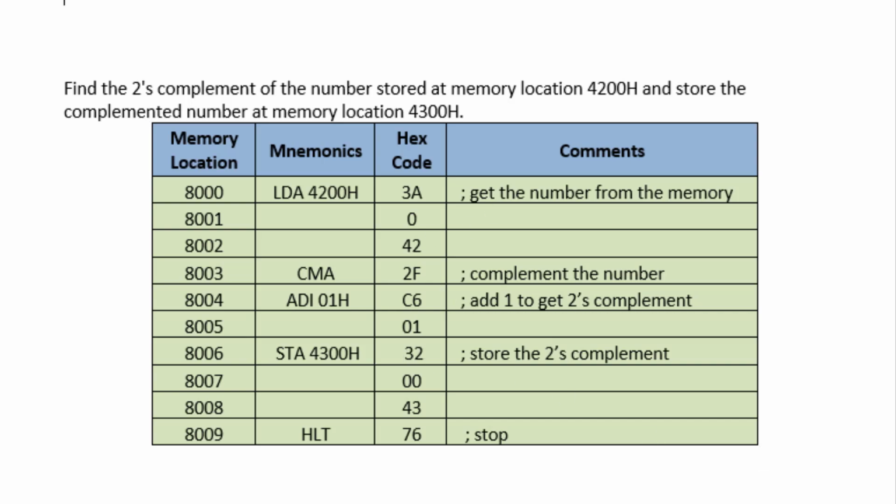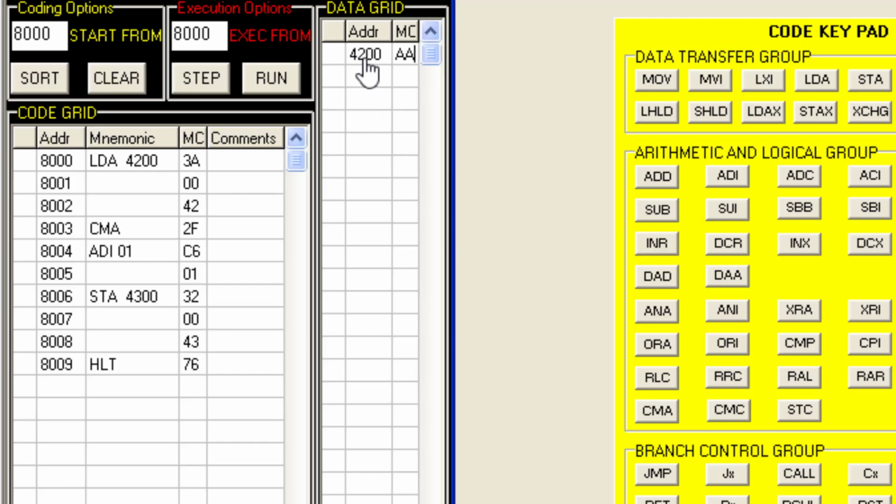Now let us execute this on the simulator. This is the required code. At 4200, I have stored AA. Of course, I will get the first complement as 55, and then we add 1. So the answer would be 56.